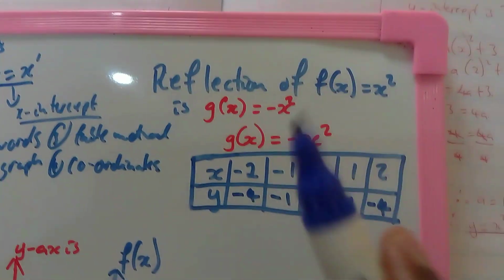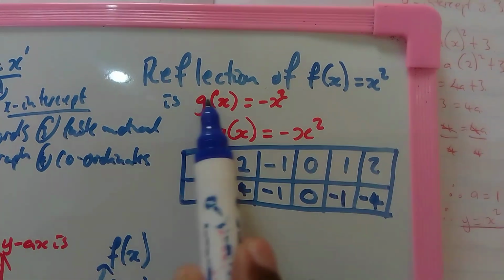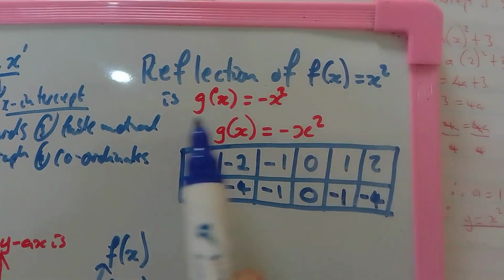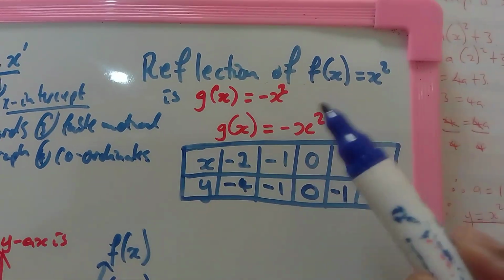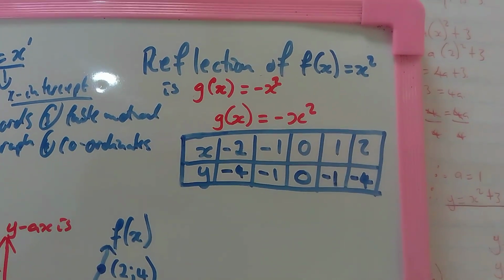We are now going to check the reflection of the function f(x) = x squared. What do we call the reflection of f(x)? We call it g(x). You can see that I used a different marker. I used a red marker.